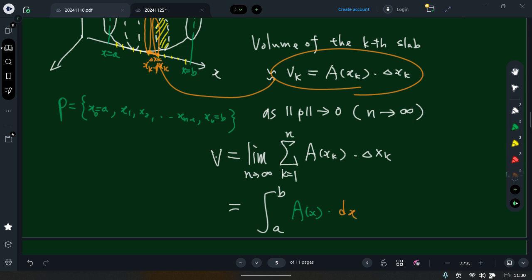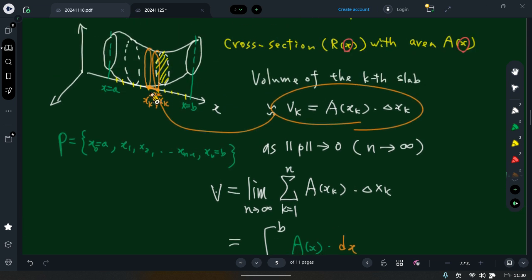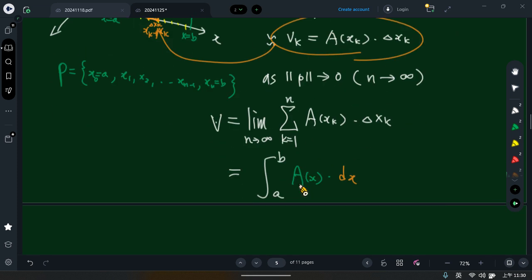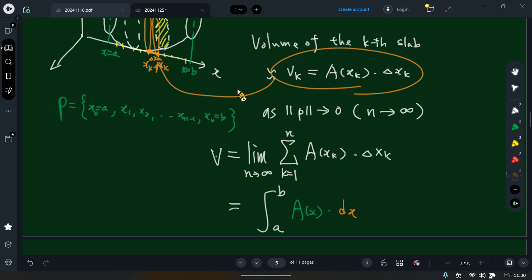So what is A of x? As I told you, for different x, if you use a plane to cut it, then you have a different A of x times a small portion of width. Then you can get this part. So then we sum them together from a to b.